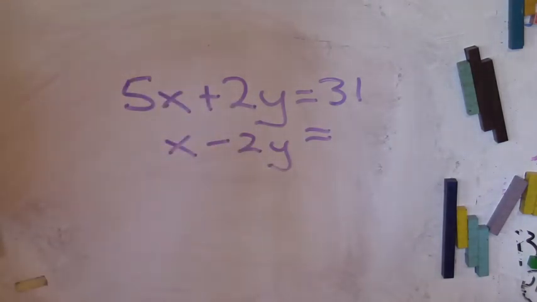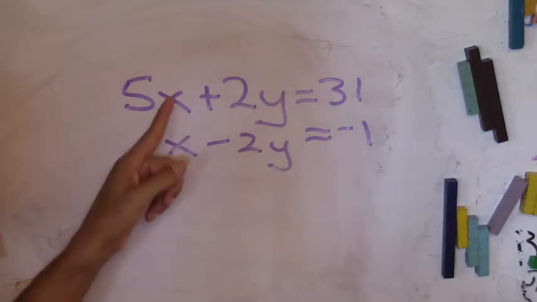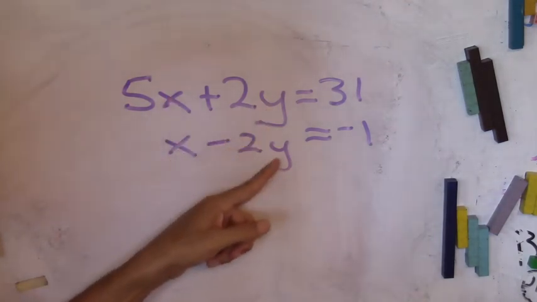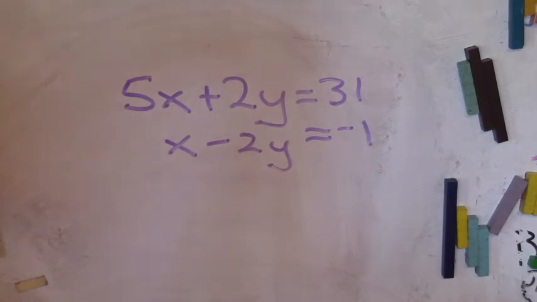And what did I say? It's going to be -1. Oh, that should be obvious. Well, are they both separate problems? Yes, but the variables are the same. In other words, this x and this x are the same, this y and this y are the same.